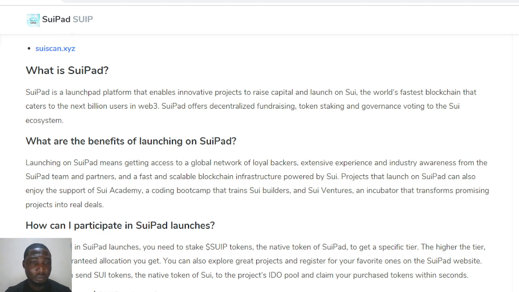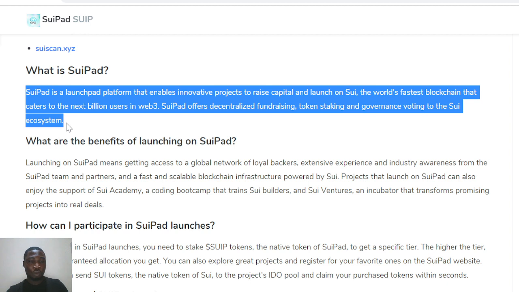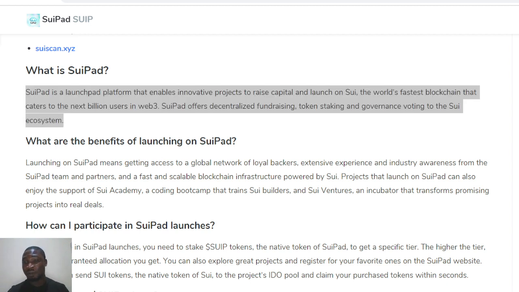Now, SuiPad offers decentralized fundraising, token staking, and governance voting to the Sui ecosystem and all that. So this is what this token is actually about. This is one piece of information that is very, very important that we need to take note of when talking about this token. So what did I say SuiPad is actually about?